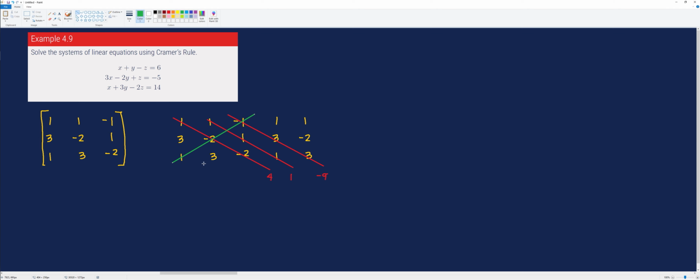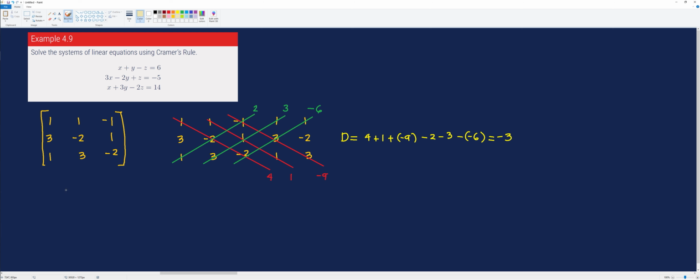We get the product of this, and this. And that is 1 times -2 times -1 is positive 2. 3 times 1 times 1 is 3. And -2 times 3 times 1 is -6. Therefore, the determinant of this matrix is equal to D is equal to 4 plus 1 plus -9 minus 2 minus 3 minus -6, and this is equal to -3.